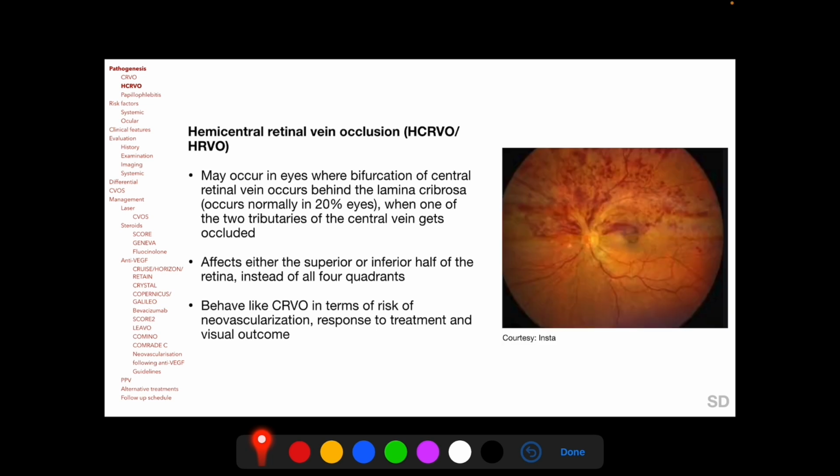As a result, HCRVO affects either the superior or the inferior half of the retina instead of all four quadrants, which is found in CRVO. HCRVO behaves more like CRVO than like BRVO in terms of risk of neovascularization, response to treatment, and visual outcomes, and this is important to remember.